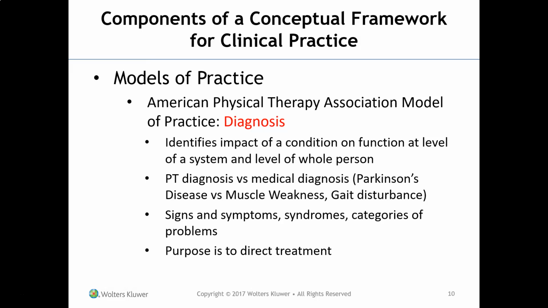And how do we come up with a physical therapy diagnosis? Well, those are signs, symptoms, syndromes, categories of problems. And the purpose is to direct our treatment. So if you have someone that has gait disturbance, we're going to work on gait. If you have someone that has muscle weakness, we're going to work on strengthening. If somebody has range of motion issues, we're going to work on range of motion. So that will help direct our treatment.